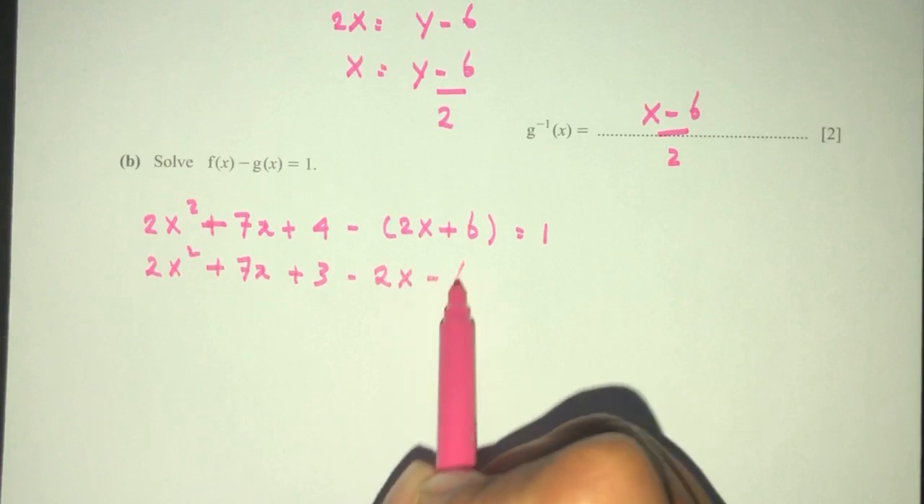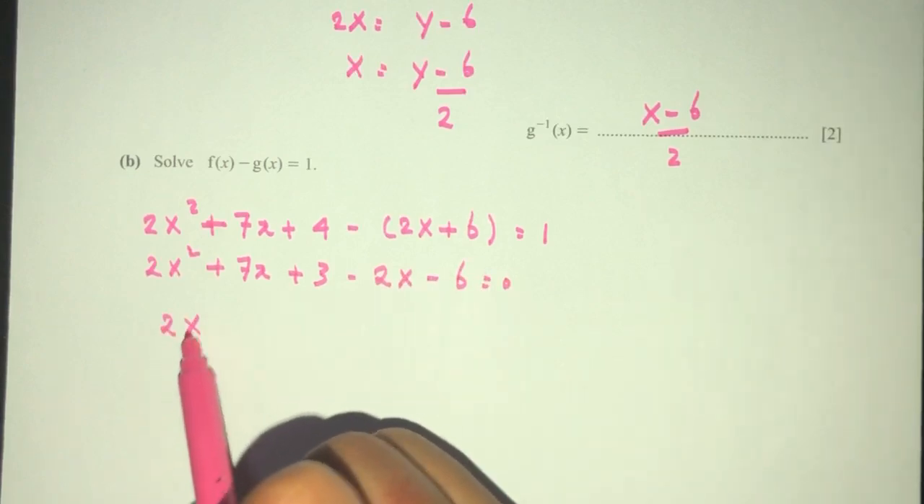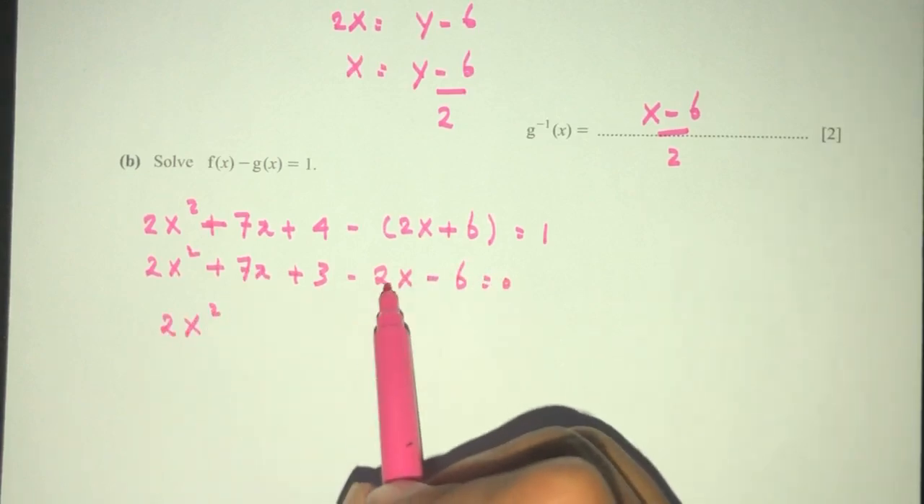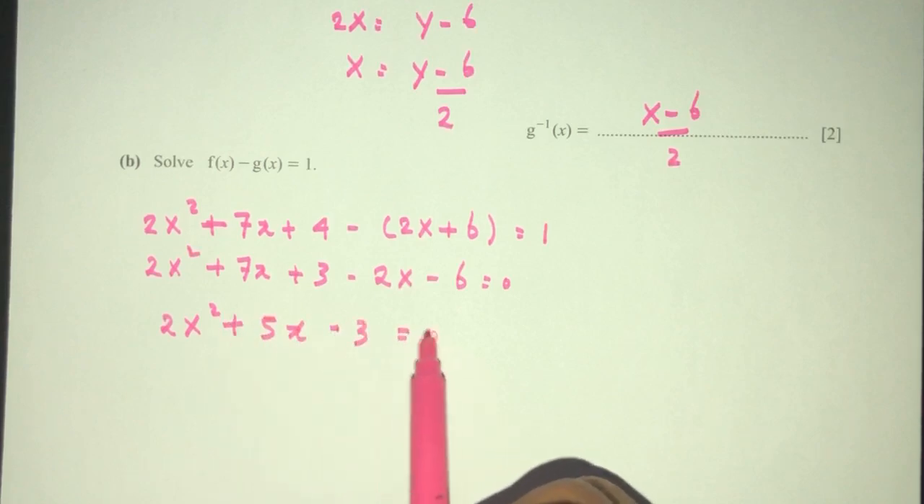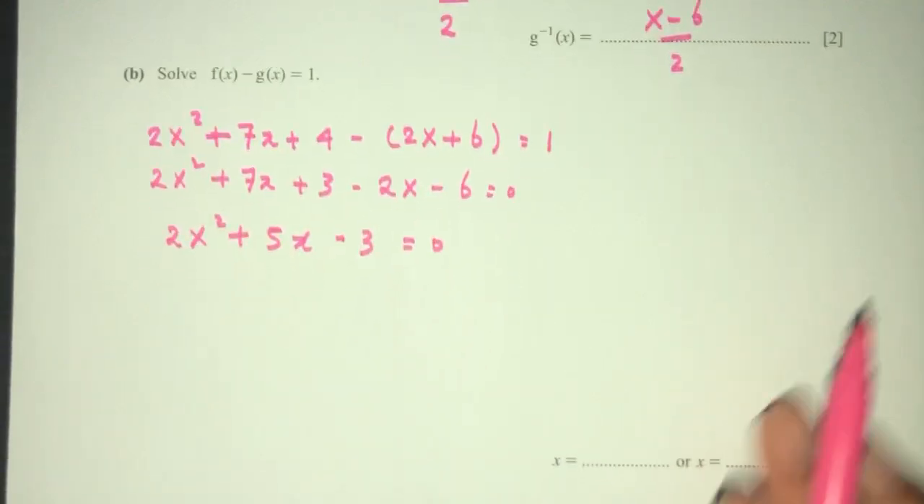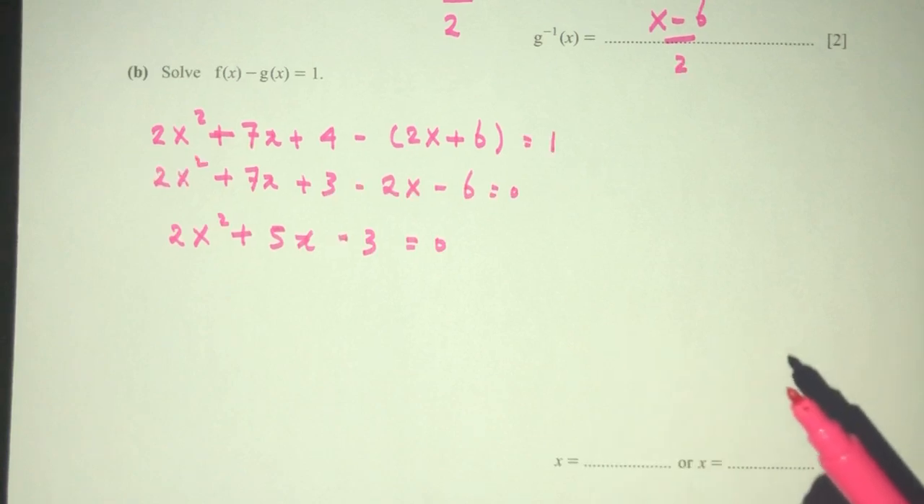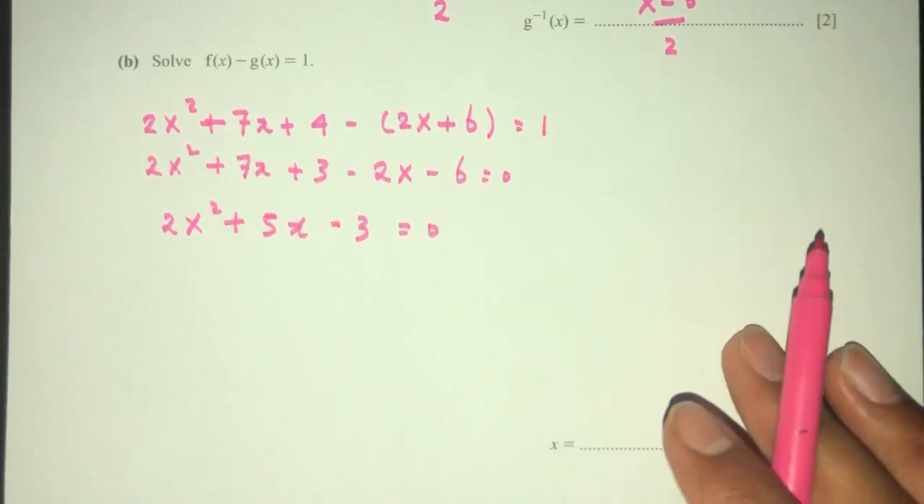Minus 2 of x minus 6 has to be 0. So 2x squared, this minus this will become plus 5x, and minus 3 has to be 0. So 3 minus 6 will be minus 3. Now we definitely have to factorize and solve for the values of x.